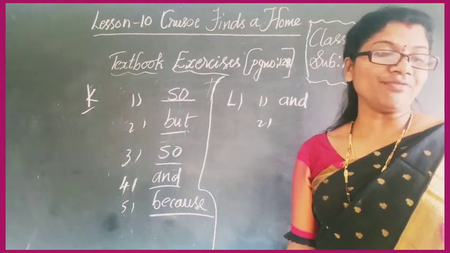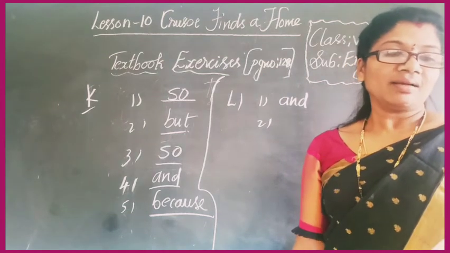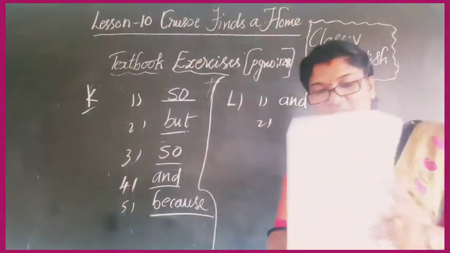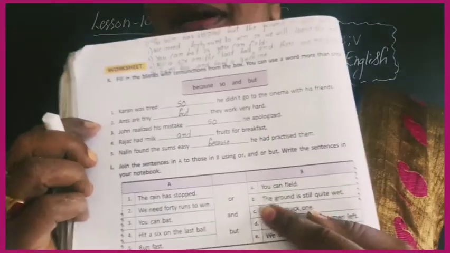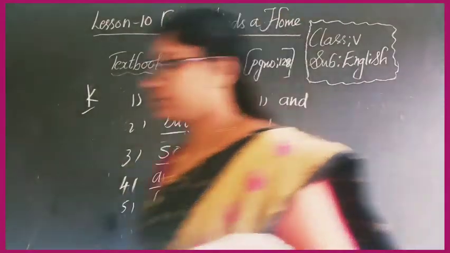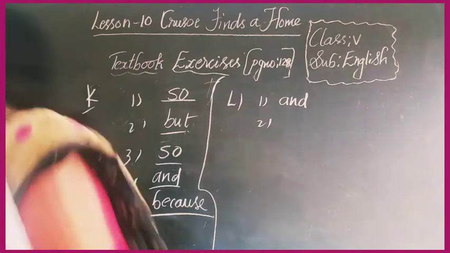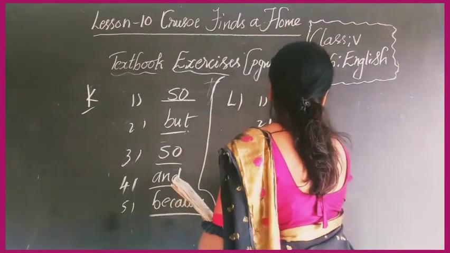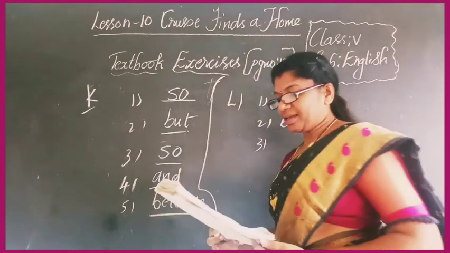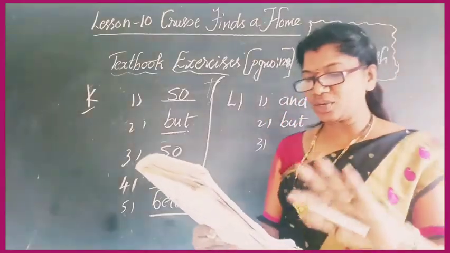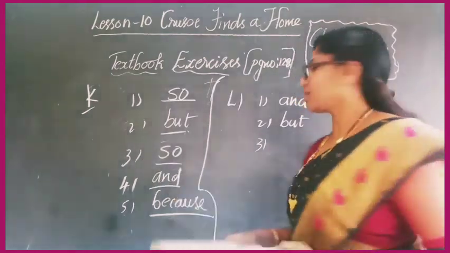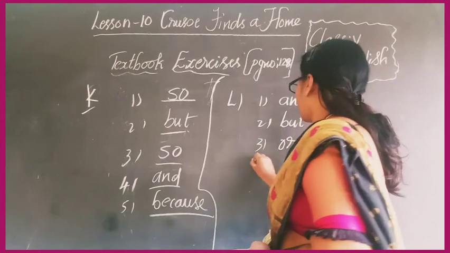Second one: we need 40 runs to win, but the ground is still quite wet. Second one is but. Now, let's go with the third one. John realized his mistake. Sorry. You can bat or bowl a quick one. Or, you can bat or bowl a quick one.